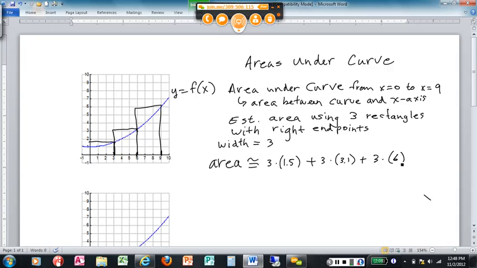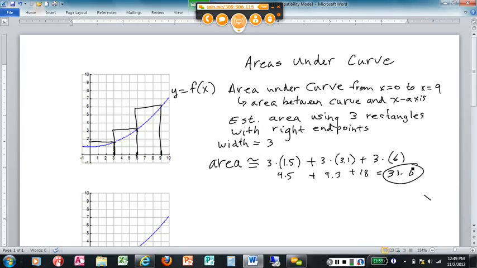Yeah. Okay. So the area under that curve is roughly, very roughly, of course, what that equals. It's 4.5, 9.3, and 18. What does that give me? 27, 31.8. Does that sound right? Okay. About 31.8.